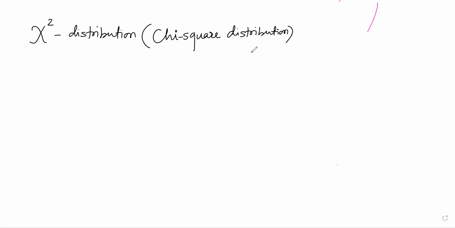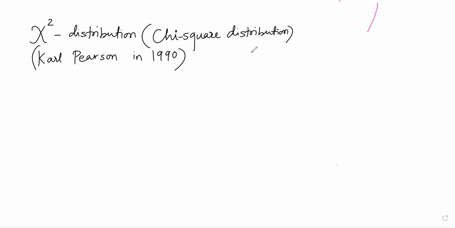Whereas in the chi-square distribution, the sample is large and there is no assumption about the parameters of the population. So these are called non-parametric tests. This was first discovered by Karl Pearson, the scientist who discovered this test, in 1900.